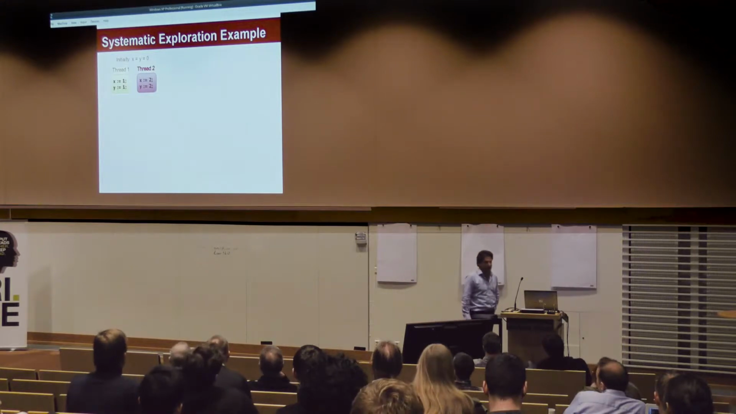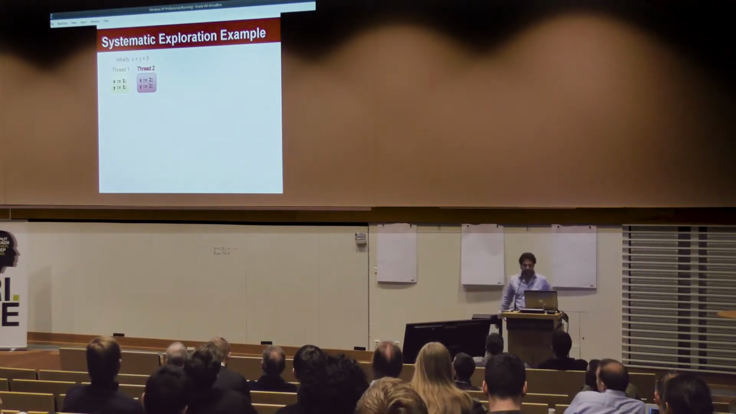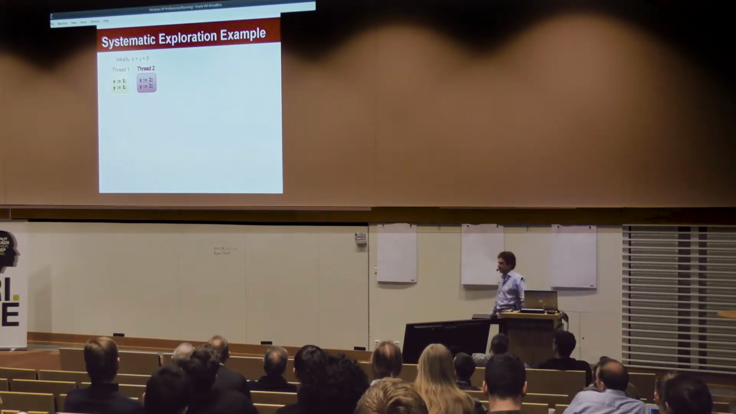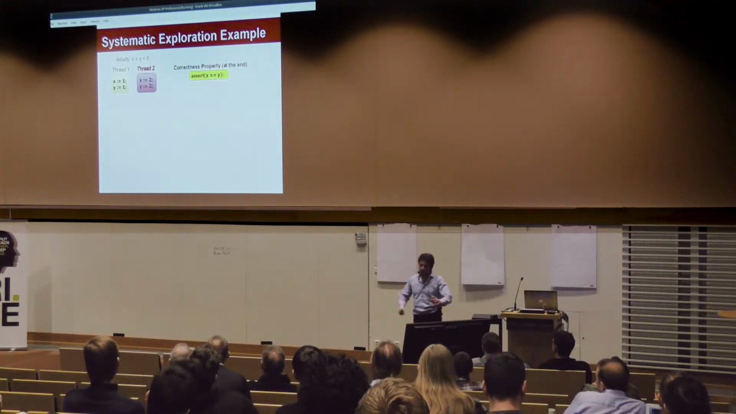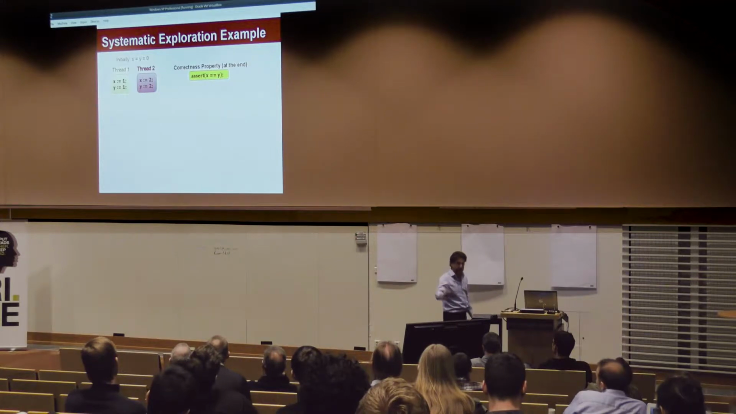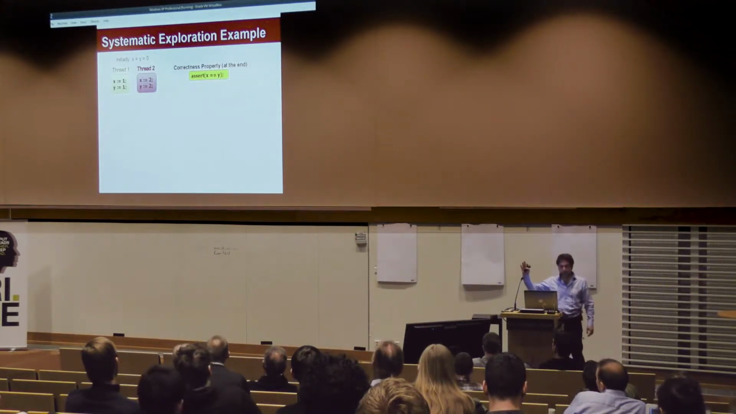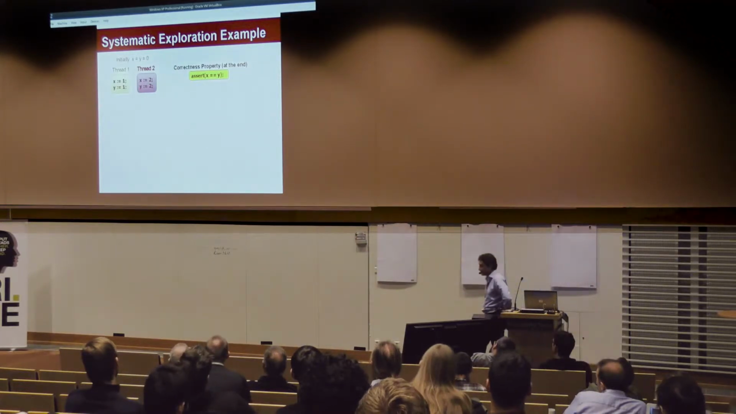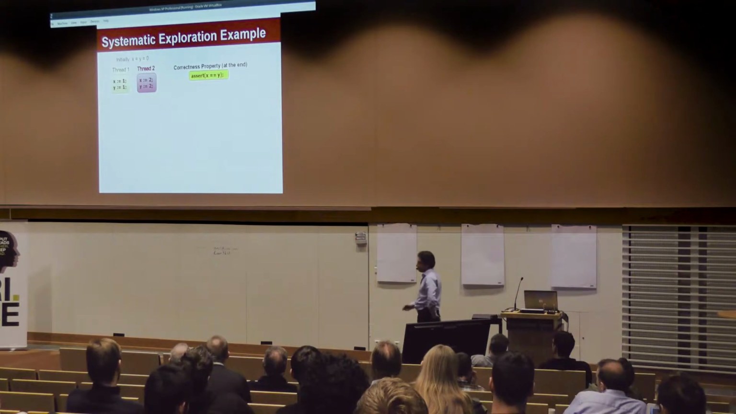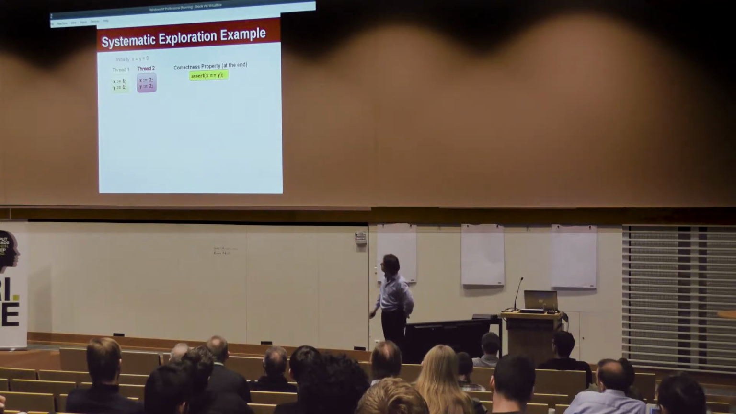Let's say that we have two threads, the green thread and the red thread, accessing two shared variables, x and y, initially 0. And let's say that the programmer has said that the correctness criterion for my program is that in all possible executions, x and y have to have the same value at the end of the execution. So we start with one execution.